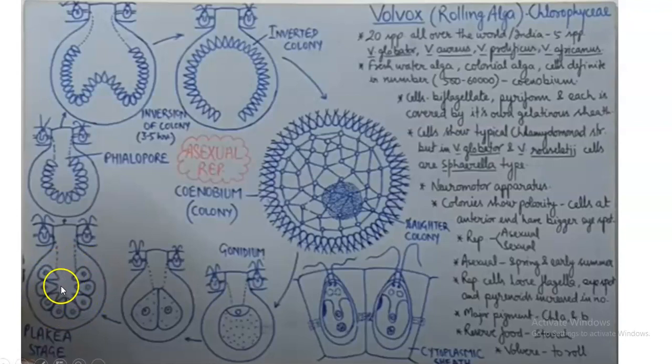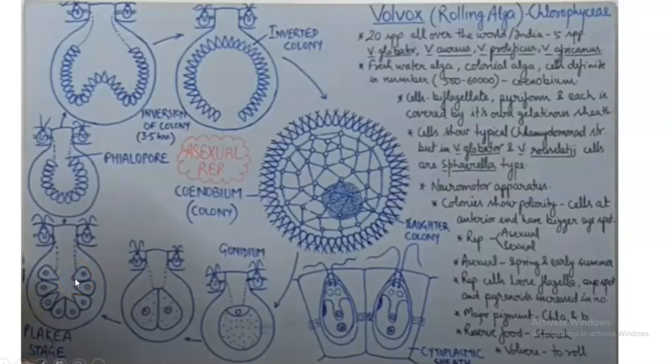Okay, this plakea stage, you can see that the anterior end of each cell is facing inside. Okay, anterior end is facing inside of the cavity, and the posterior side of each cell, I am talking about individual cell, it is facing towards the outside.